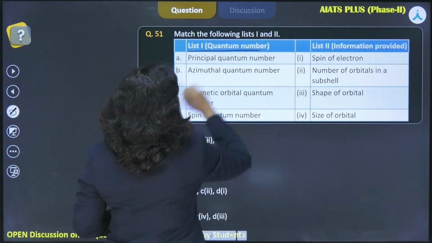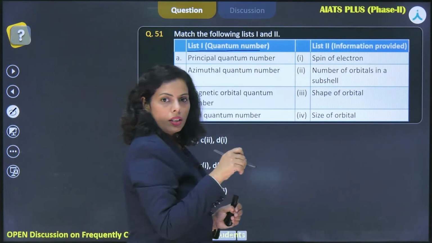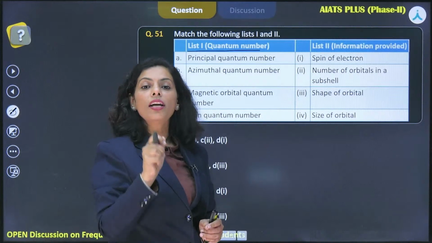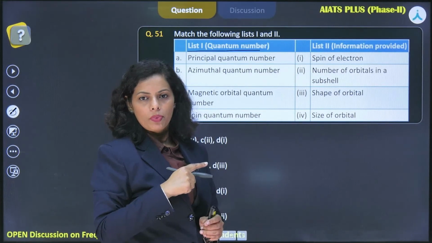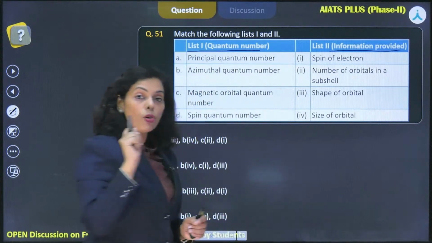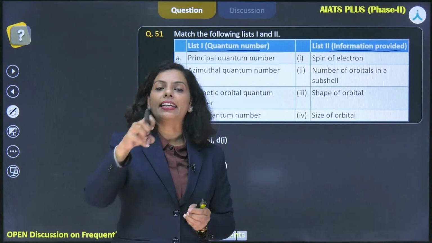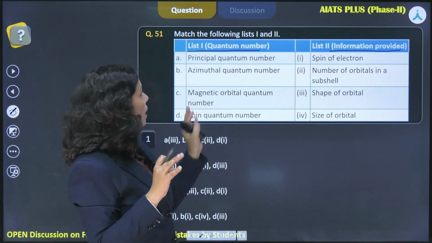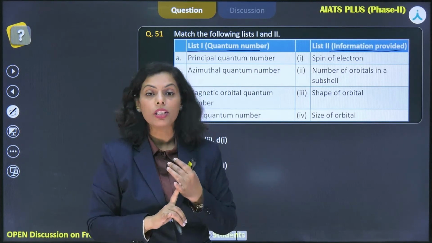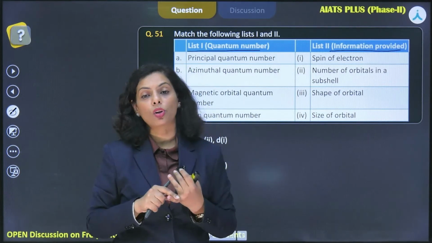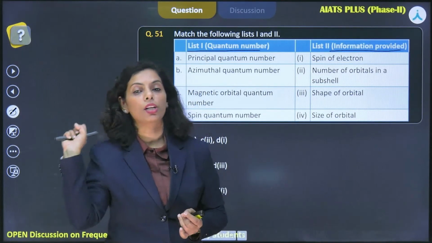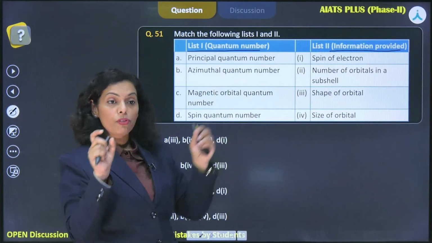So in list 1, you have quantum numbers, and here the information is provided. I hope you know that for an electron, the complete address of an electron in an atom, we identify with the help of quantum numbers. Address of the electron means what would be the size and the energy of the shell, and what would be the shape of the orbital in which the electron has the maximum finding probability. I hope you know that an orbital is the space in 3D in which the finding probability of an electron is maximum. So that information we can get from there.